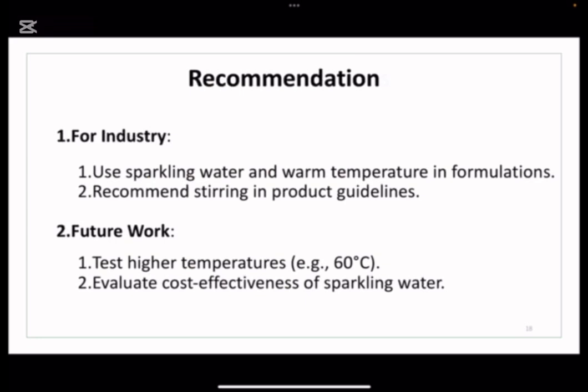These are also recommendations for the industry and future work. Use sparkling water and warm water temperature in formulation. Recommend stirring in the product. And for future work, test higher temperatures and evaluate the cost effectiveness of sparkling water.